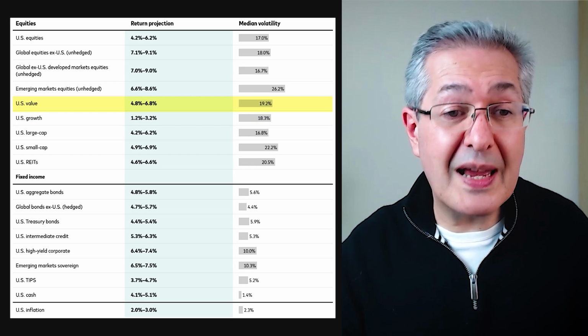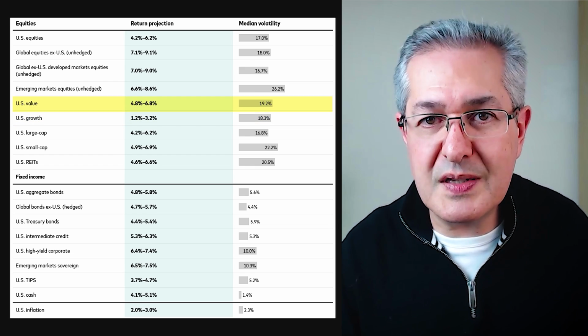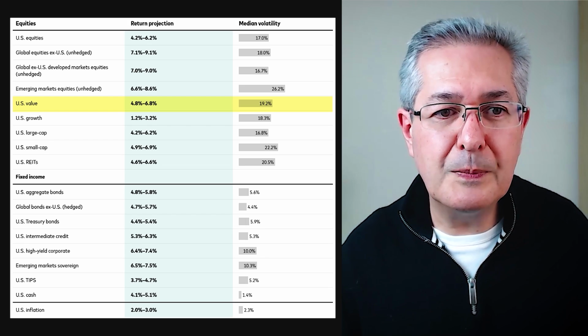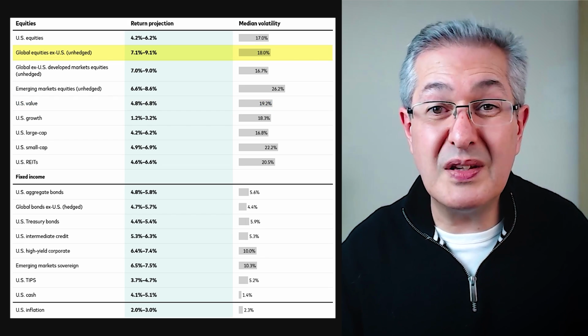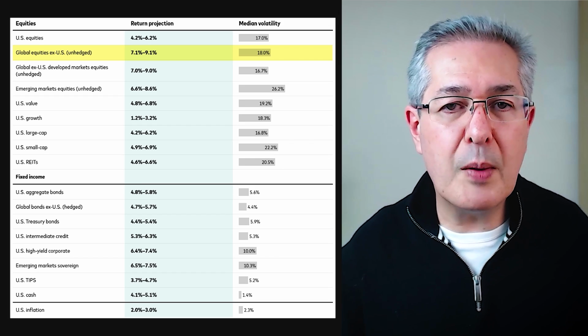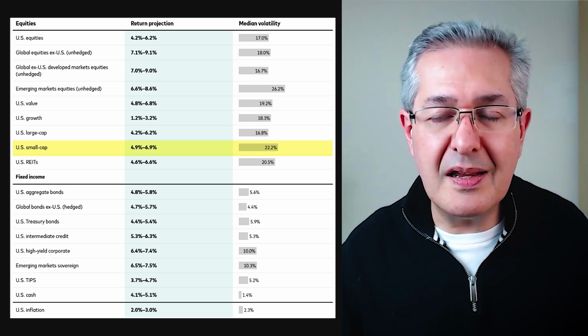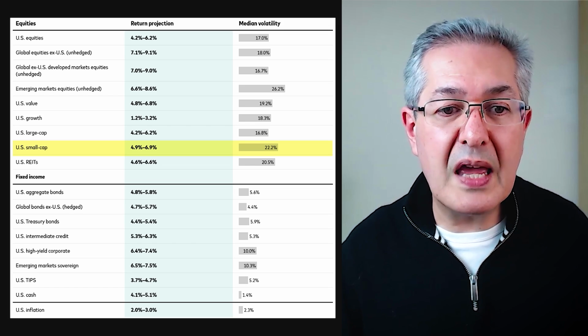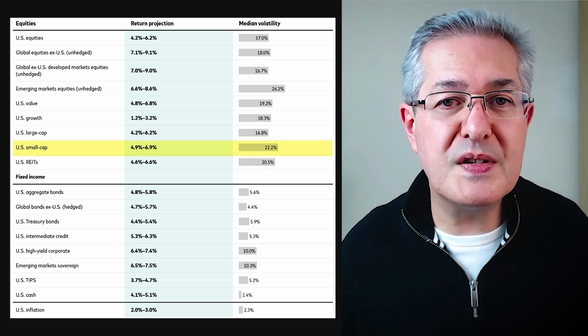Whereas if you look at US value stocks, they're going to return something between 4.8 and 6.8% according to Vanguard's model. And again, global equities are probably the most attractive prospect at between 7.1 and 9.1% per year. And as I mentioned, US small caps are quite beaten up in terms of valuations. So again, there the return is expected to be between 4.9 and 6.9% per year.